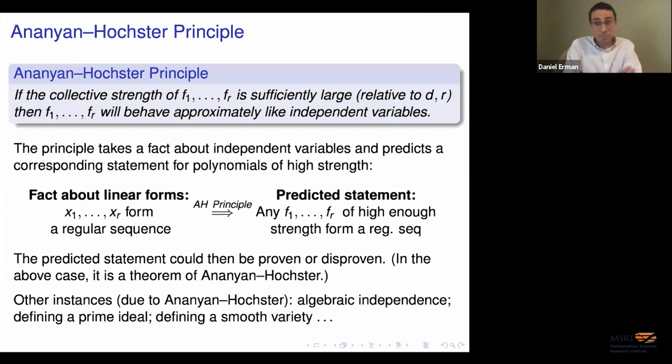x1 through xr will define a variety which is smooth in high codimension. And so you might predict that any polynomials, f1 through fr of high enough strength, would define a variety that is smooth in high codimension. And that turns out to be a theorem, and it's another one of the major theorems in Ananyan-Hochster's paper. So this principle was meant to capture the essence behind many of the results in that work, and provide a simple way to think about it.